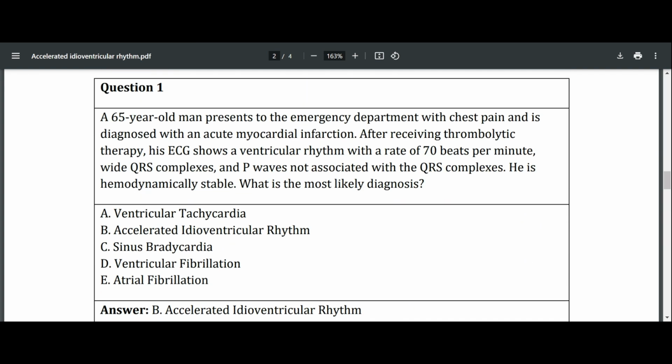Let's do some practice. A 65-year-old man presents to the emergency department with chest pain and is diagnosed with acute MI. After receiving thrombolytic therapy, his ECG shows a ventricular rhythm with a rate of 70 beats per minute, wide QRS complexes, and no association between P wave and QRS complexes, and he is hemodynamically stable. What is the most likely diagnosis? Look, after MI, 70 beats per minute, no association between P wave and QRS complexes, so the diagnosis is accelerated idioventricular rhythm.